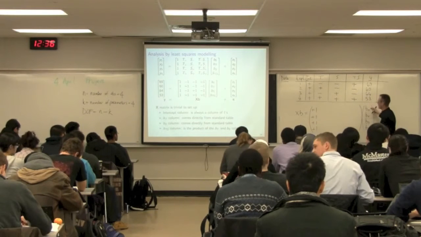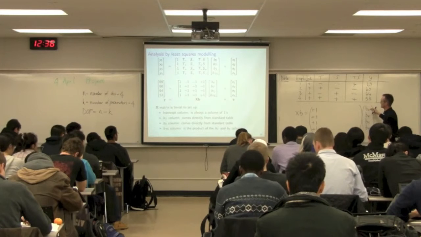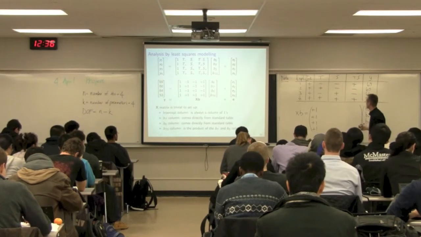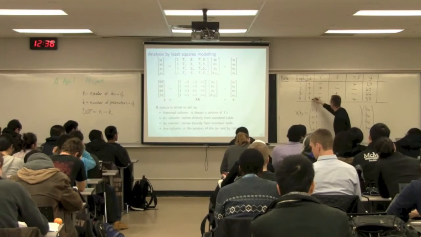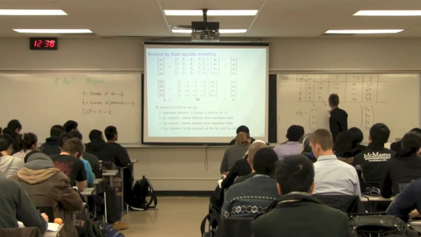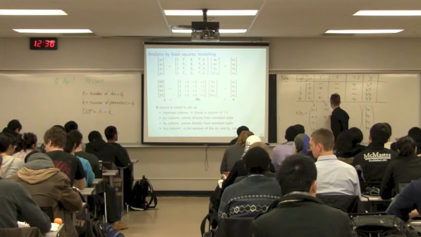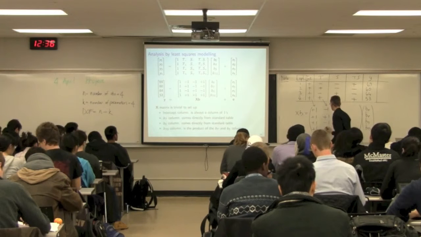Okay, so that's a column that corresponds to my intercept. Then I have the column corresponding to the temperature effect. Simply copy and paste out that temperature effect column. So it's minus 1, plus 1, minus 1, plus 1.